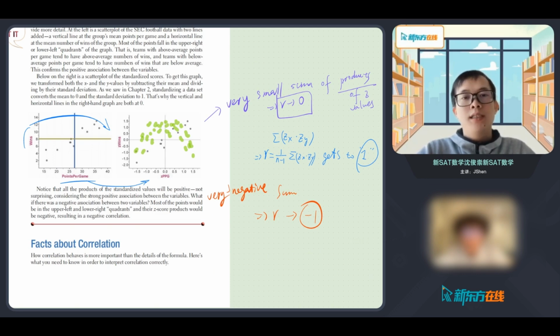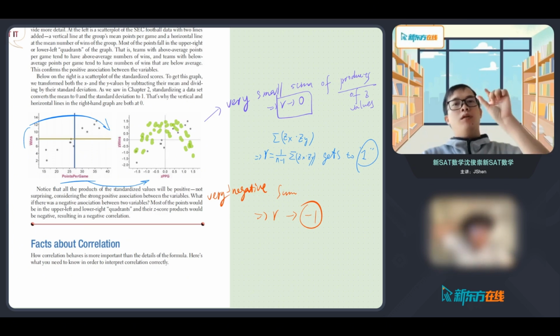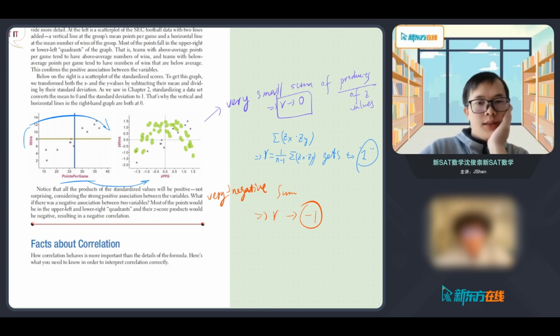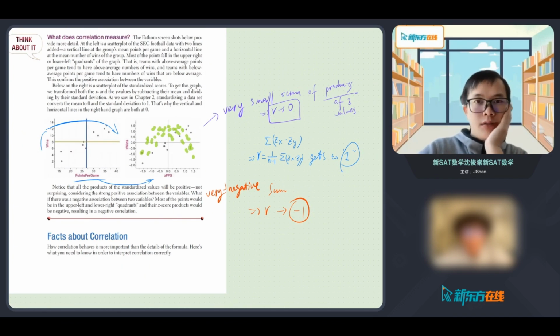That makes sense? So I'm trying to think about it. Like the product, that's positive, and that's going to be negative. That cancels out. That's how I understand it, how I make sense of R values.